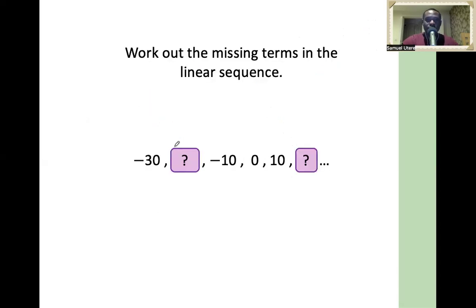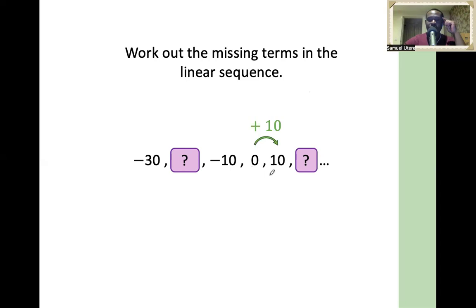All right, let's look at another example. If we are asked to work out the missing terms in the linear sequence, what do we know about linear sequences? We know the linear sequence will either increase or decrease by the same amount every time. So looking at this number line, we can see that the difference between 0 and 10 is 10. So this number line is either increasing, going to the right by 10 every time, or decreasing, going to the left by 10 every time.